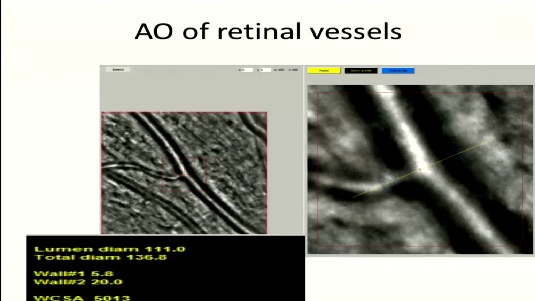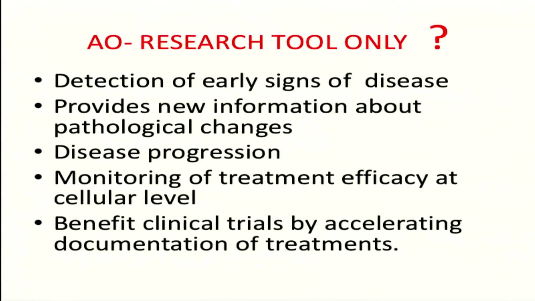Now this is the AO mapping of retinal vessels, where we can see the AO map of the lumen and the wall, which can help in understanding the microvascular changes in diabetic retinopathies and hypertensive retinopathies. The capillary bend can also be beautifully visualized in adaptive optics.